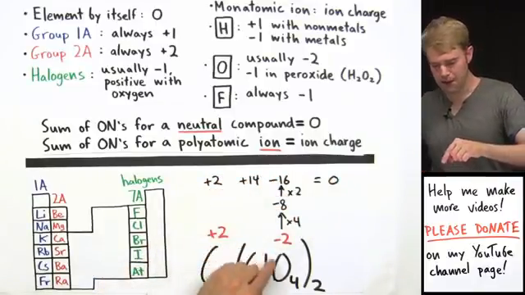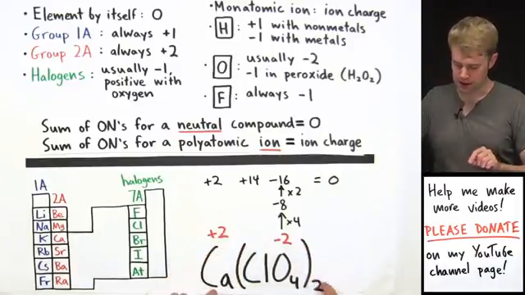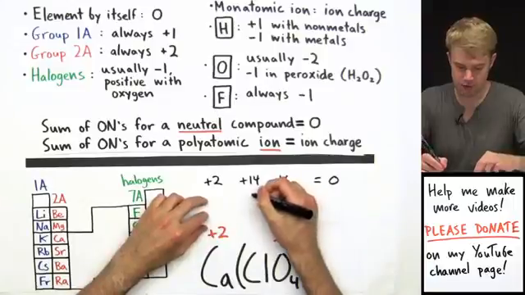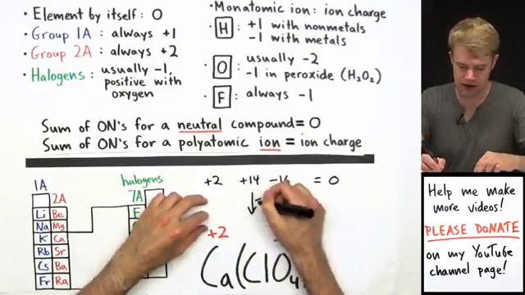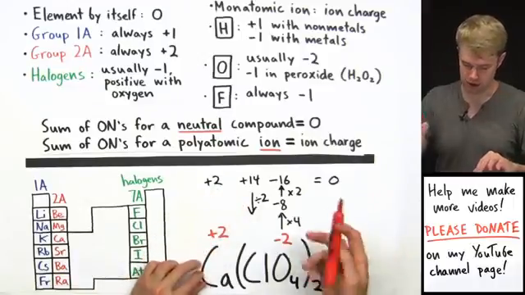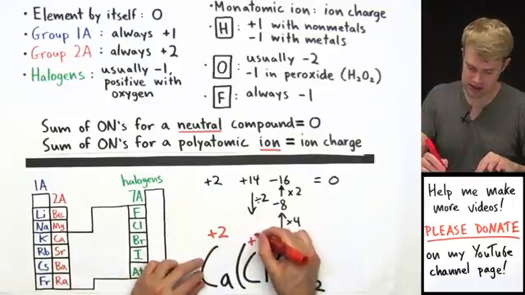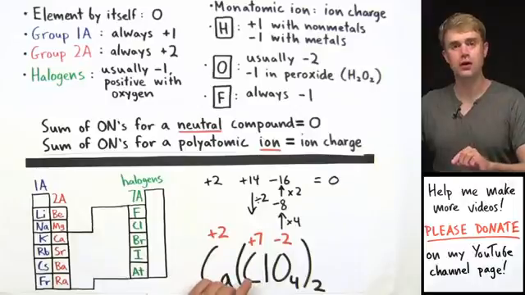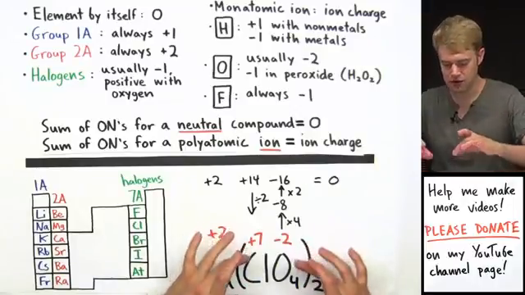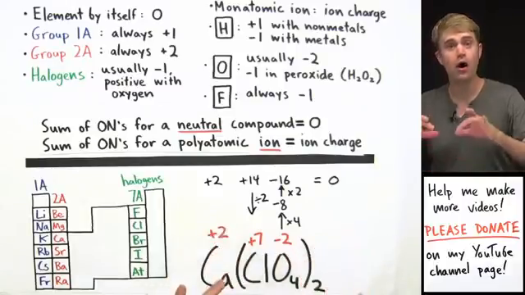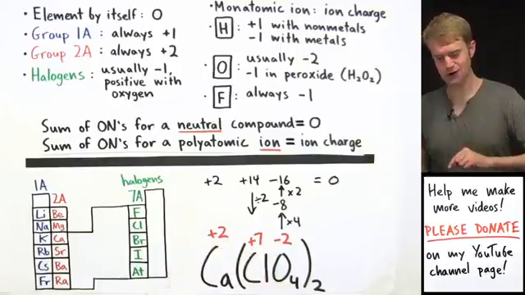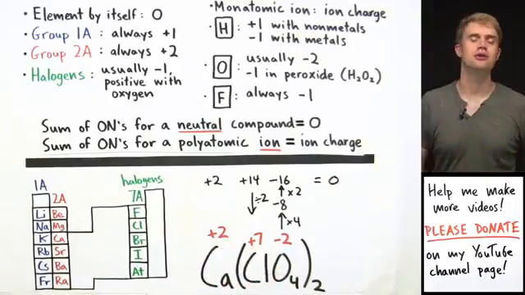But remember that we have 2 of these here because of this number outside the parentheses. So we've got to take this 14 and divide it by 2 to get an oxidation number of +7 for the chlorine. Remember, this is all because of these parentheses that mean we have 2 of this whole chunk. Okay, so +2 for calcium, +7 for chlorine, and -2 for oxygen.